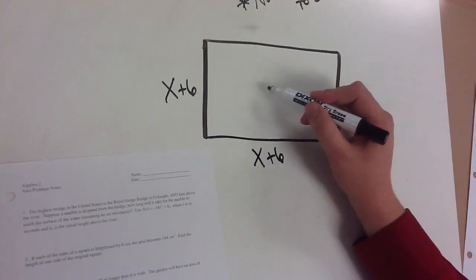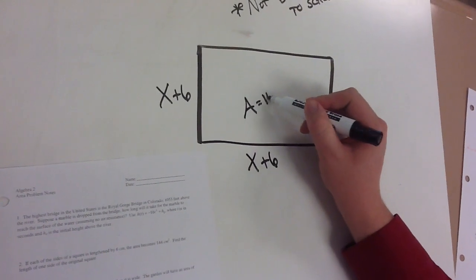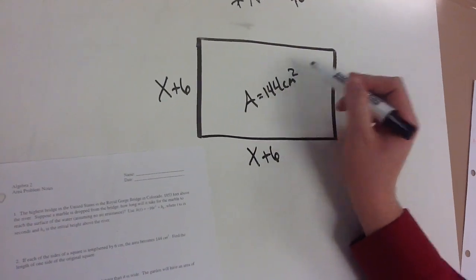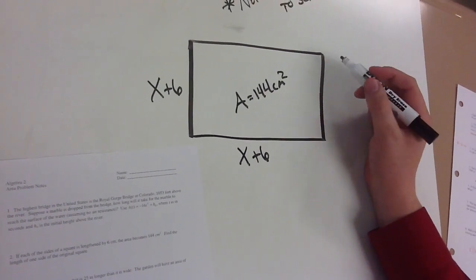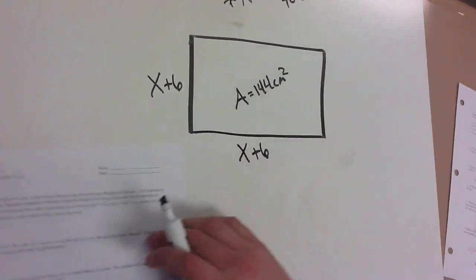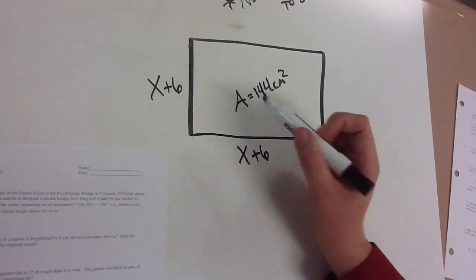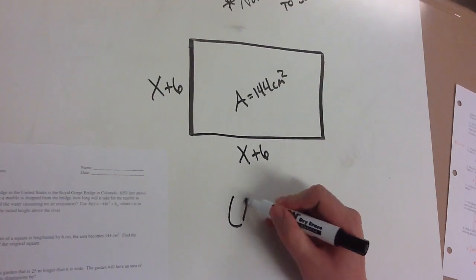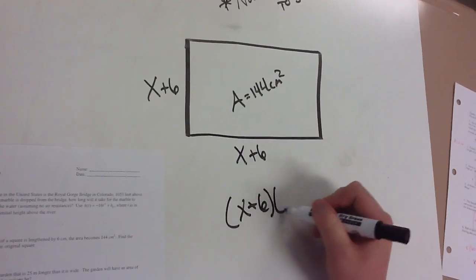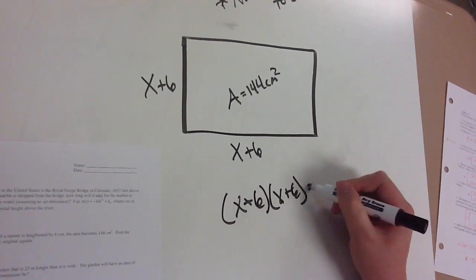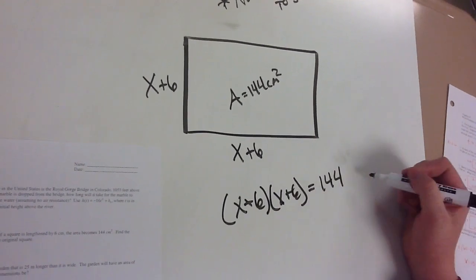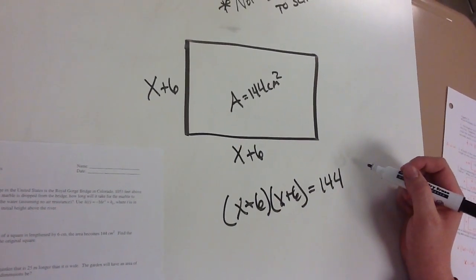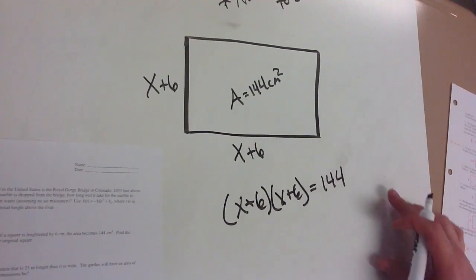If the area becomes 144 centimeters squared, then I'm going to have to set up a quadratic in order to figure this out. I know the area is going to be length times width, so I'm going to say x plus 6 times x plus 6 equals 144. There are 2 different ways to do this, but I like this way a little bit better.